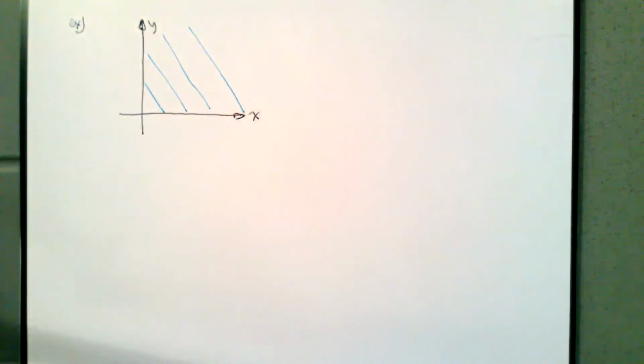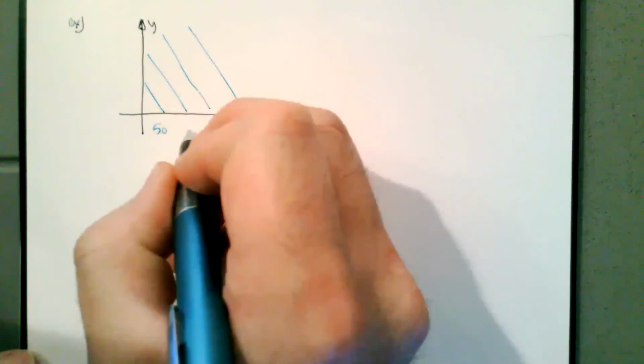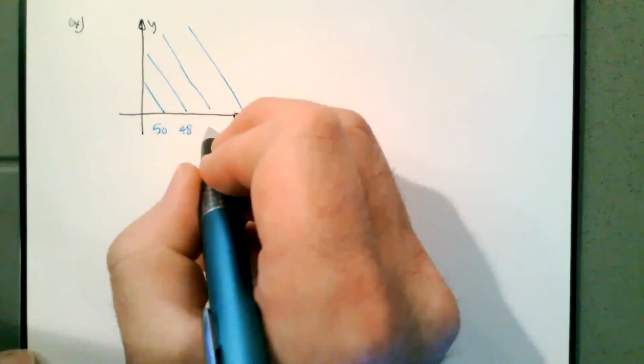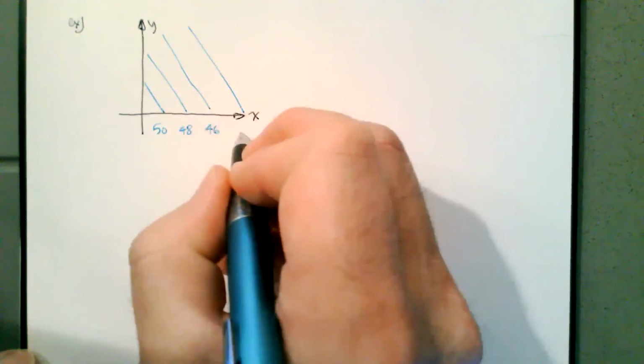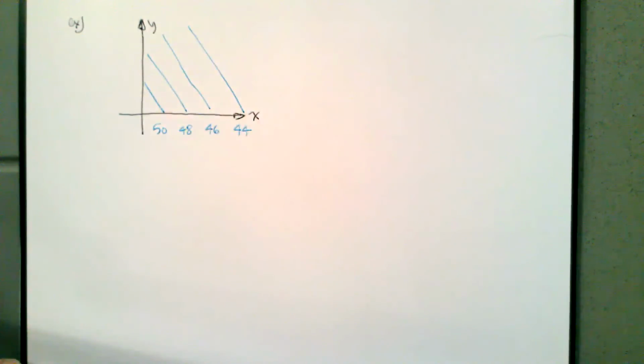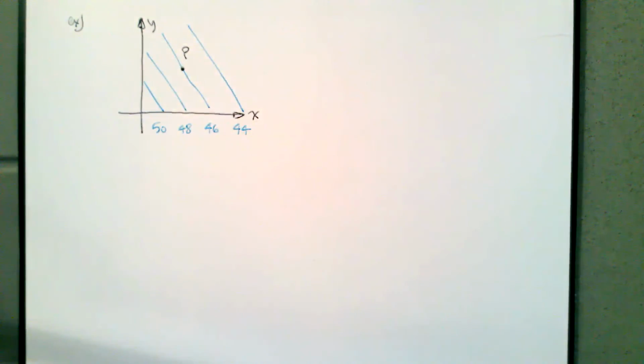So let's suppose that we have these contours on a graph, and let's say that we got the 50, and then 48, and then what did I subtract? 2, 46, and then 44. If we have a point here, P, we can see the direction of the gradient.